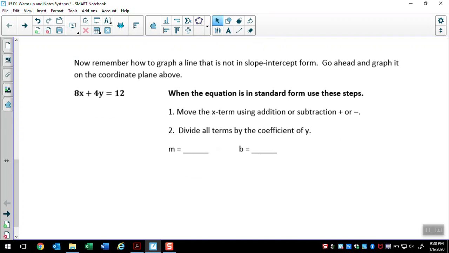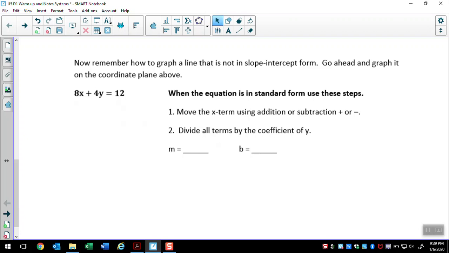So one method that we learned was to just graph our intercepts. To get our x-intercept, we could cover up the y, and then we would divide by 8. The problem is we can't do 12 divided by 8 and get a whole number. So intercepts are not going to work in this case. So what we need to do instead is follow these 2 steps to get this equation into slope-intercept form.